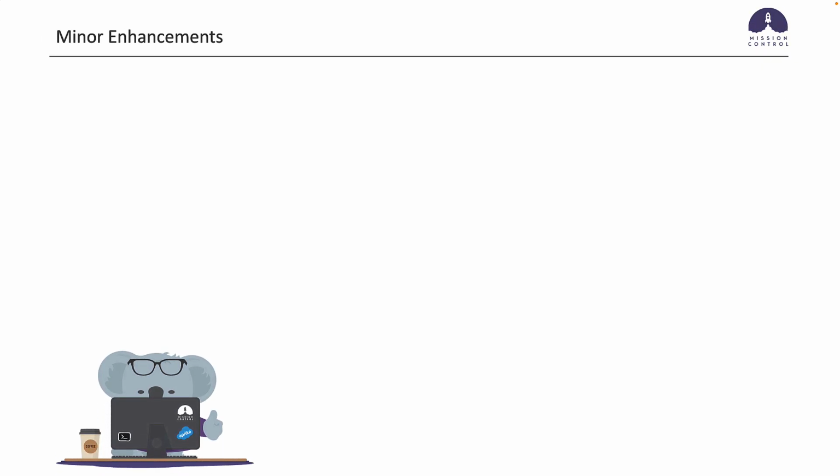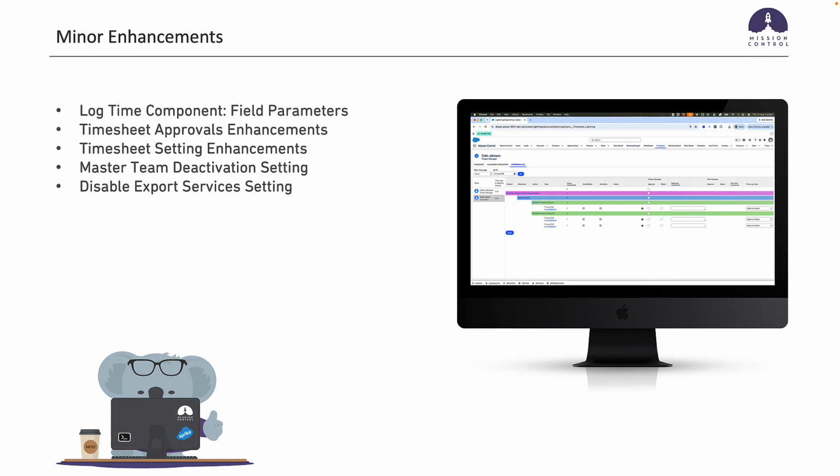And then just some minor enhancements that we've included. So we've added in parameters to the log time component that allow you to map custom fields to any of the lookup fields. So for example, if you've added a project lookup field on your case object and you're using the log time component, you can map that custom field to the project lookup on the log time component, so you don't have to manually update it each time. So definitely read through the documentation on that.